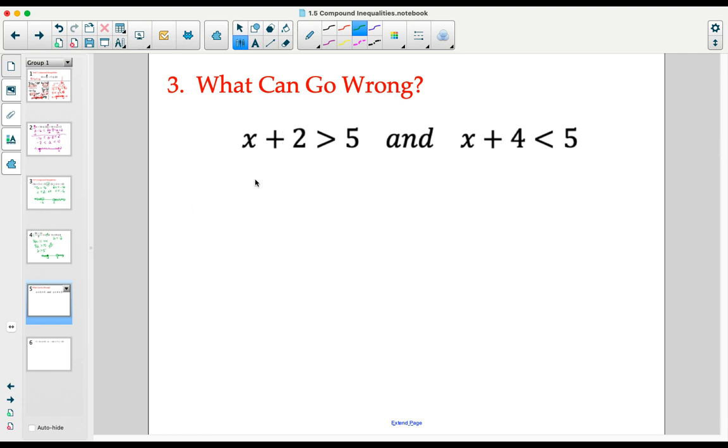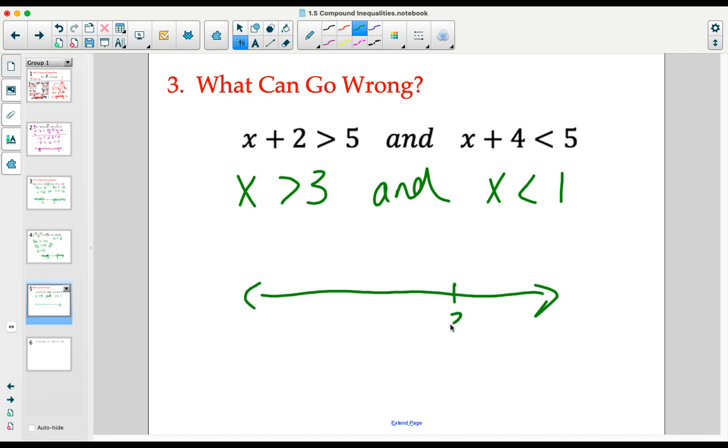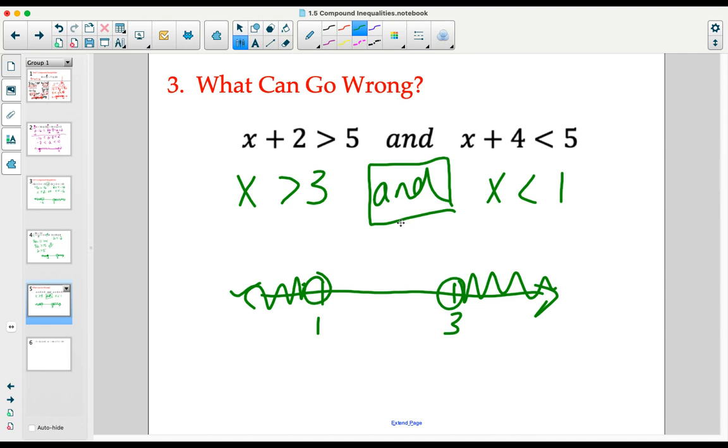If I solve the two simple inequalities, I get x is greater than 3 and x is less than 1. If I shade those, here's 3 and here's 1, x is greater than 3 would shade this direction, and x is less than 1 would shade that direction. If I'm looking for the intersection of these two sets, I don't have an intersection between these two sets. So this particular compound inequality has no solution. That is a perfectly viable possibility when it comes to any and compound inequality.